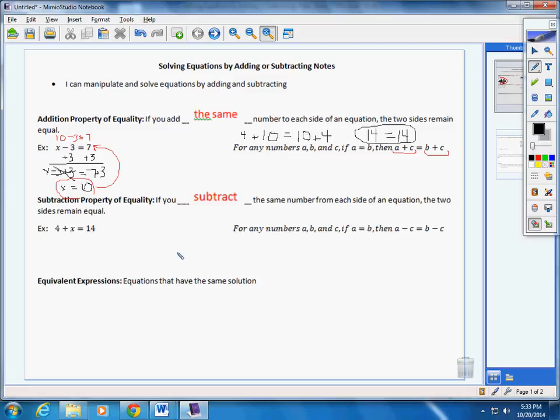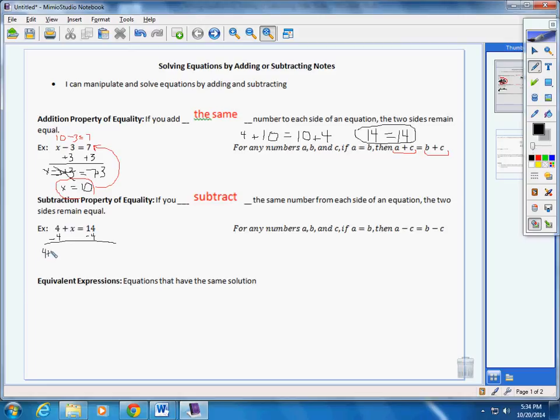So we need to understand the basics of solving equations if we're going to be able to solve the tougher ones. So in order to get x completely by itself, we need to eliminate this positive 4 that's also on the left side of the equation. Our subtraction property of equality says I'm allowed to subtract 4 from the left side of my equation as long as I subtract 4 from the right side. I should still have a true statement as long as I do the same thing on both sides of my equal sign. Okay?